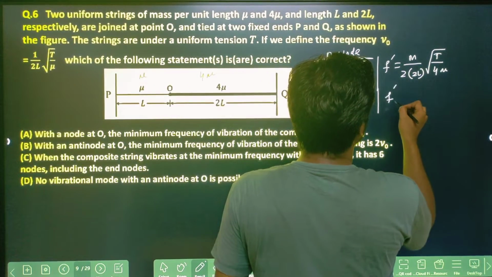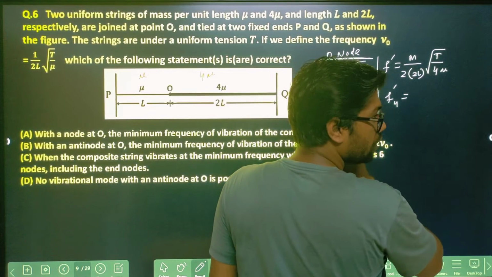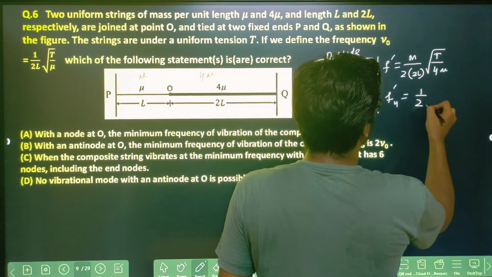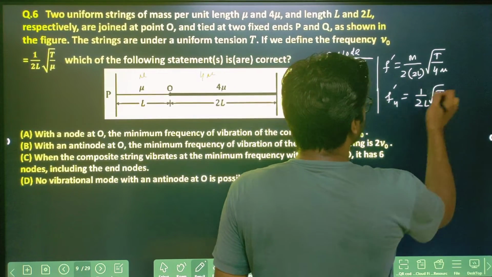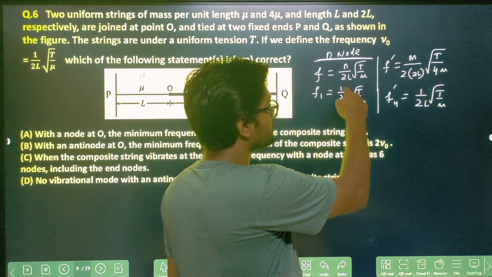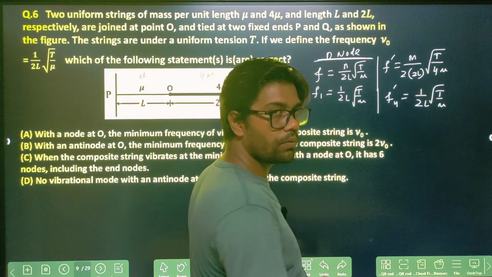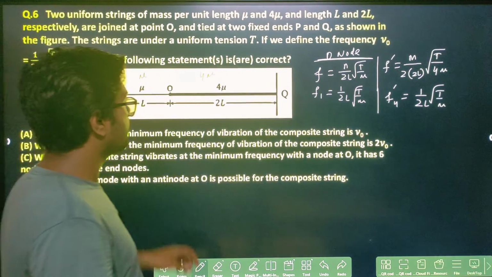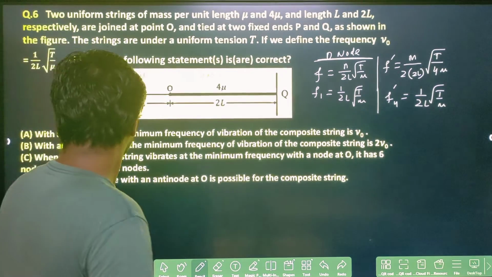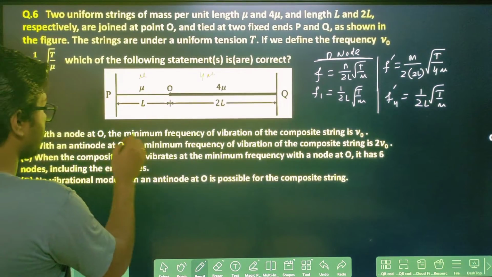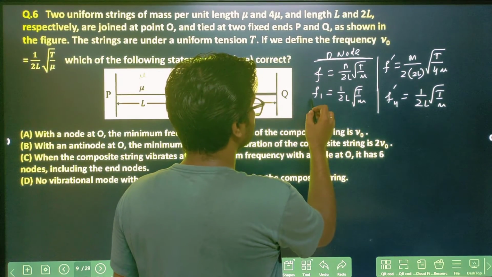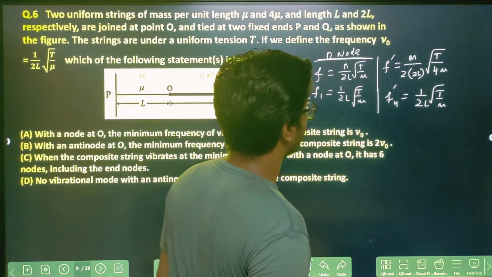If I write F dash, and put M equal to 4 here, this will come as your 1 by 2L root over T by mu. So here they are matching. Got it or not? So this will be your first overtone, and here it will be the fourth overtone, right? But ultimately it has to vibrate with the same frequency. Clear? So with a node, the minimum frequency of vibration of the composite string is mu naught. So they have given this one as your mu naught, right?